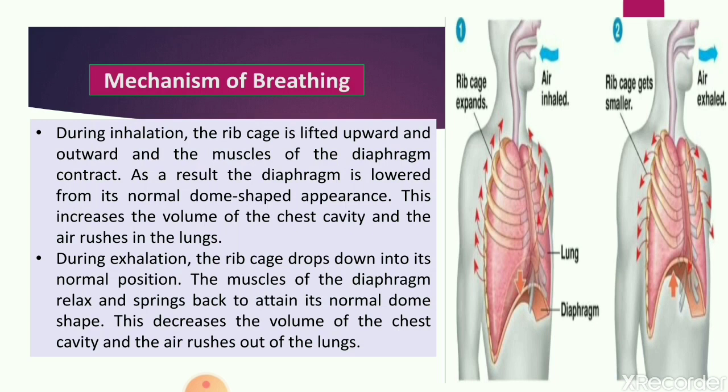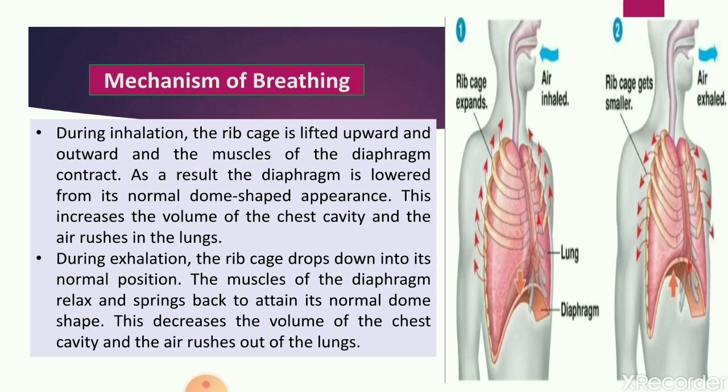What happens in inhalation? In inhalation, the rib cage expands. Here again, in exhalation, the rib cage is compressed. So the rib cage is compressed, and the diaphragm also becomes curved and comes to the normal position. It decreases the volume of the chest cavity. When the volume of the chest cavity decreases, the pressure inside the chest cavity increases as compared to the outside pressure.